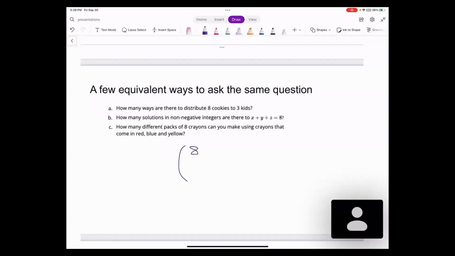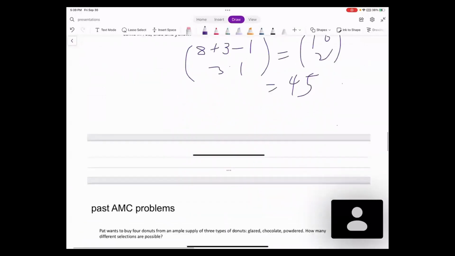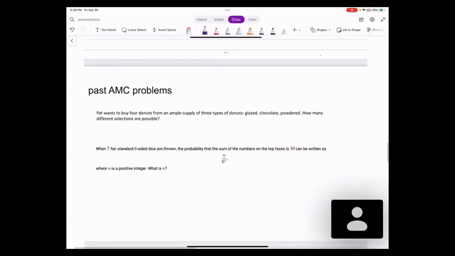So they all have the same answer, which is 8 stars plus 3 minus 1, choose 3 minus 1, equals 10 choose 2, equals 45. Okay, cool. All right, so then we can do some more problems.